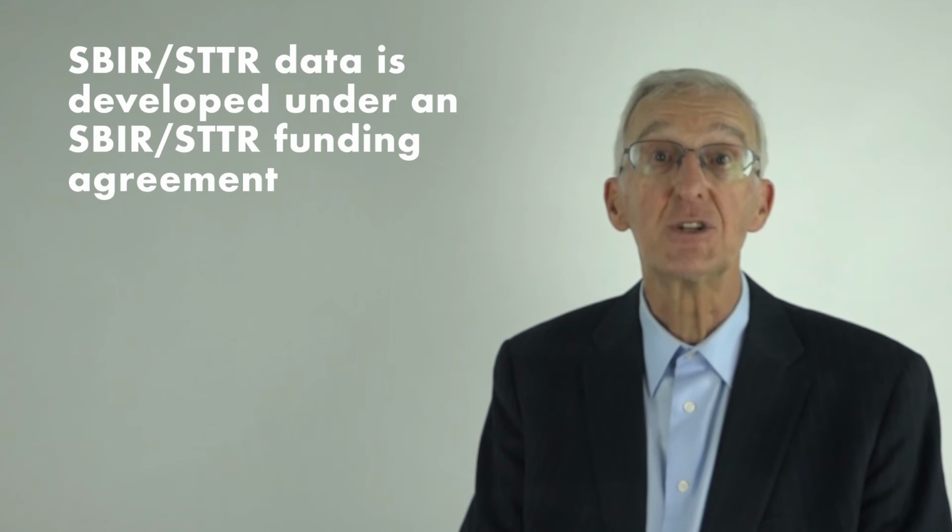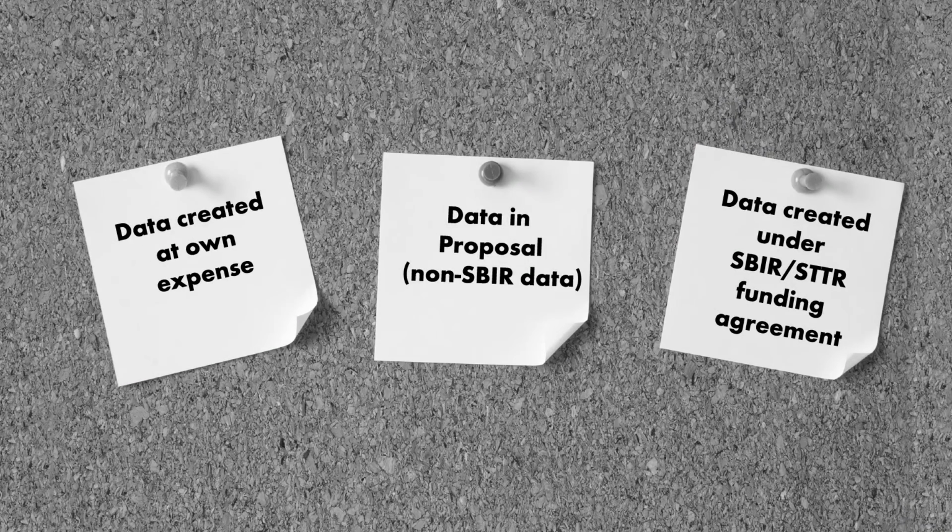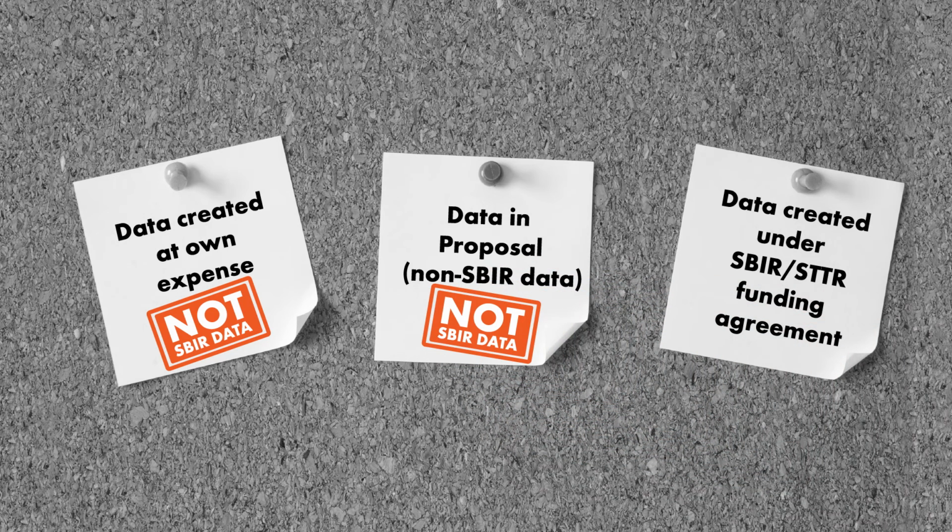Third, SBIR data must be generated under an SBIR or STTR funding agreement. Proprietary data that the firm developed with its own private funds is not SBIR data. It was not developed under an SBIR award. It is protected by other means as described above. Proposal information is also not SBIR data, although the proposal may contain SBIR data that was generated under prior SBIR funding agreements and is protected under those agreements. Different laws and regulations protect proposal information.